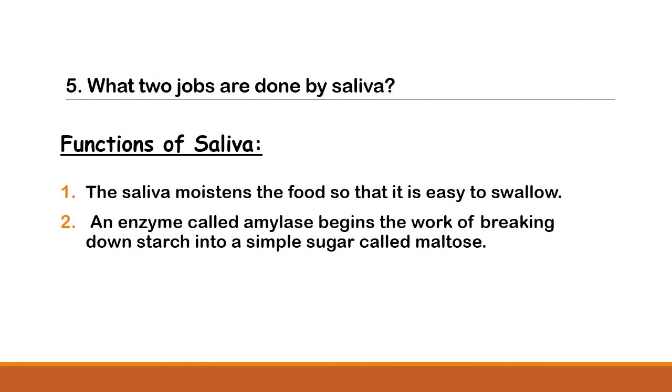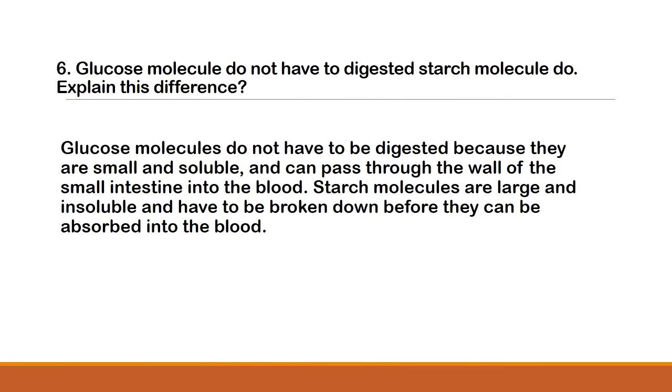5. What 2 jobs are done by saliva? Functions of saliva. 1. The saliva moistens the food so that it is easy to swallow. 2. An enzyme called amylase begins the work of breaking down starch into a simple sugar called maltose.